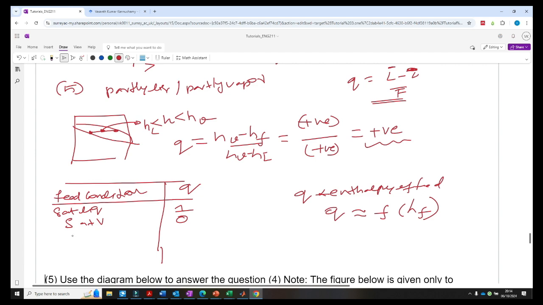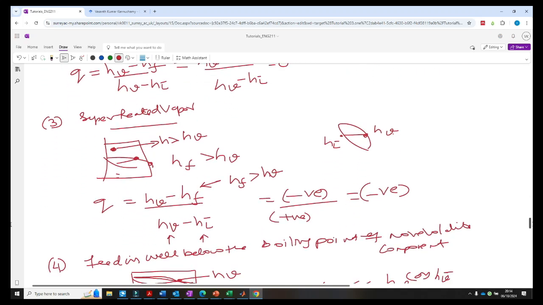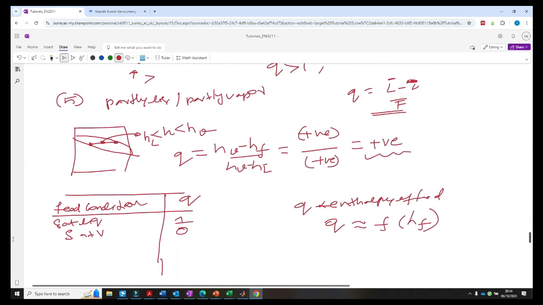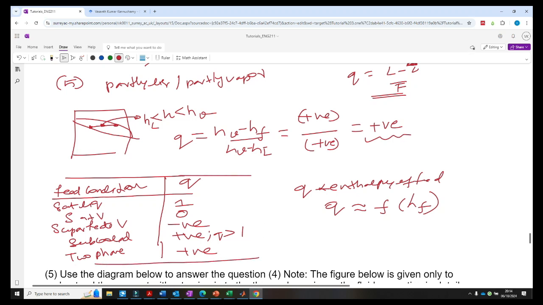And then what we studied, condition 3. If it's a superheated vapor, then q is negative. And if it's a subcooled liquid, positive. Typically q will be greater than 1. And if it's a two-phase mixture, which is partly liquid and partly vapor, again a positive quantity. Yeah, that's all for the moment.